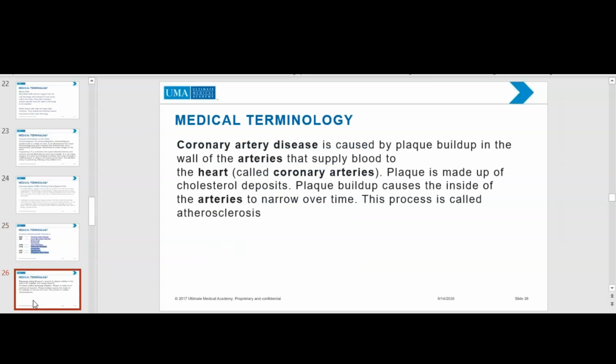Coronary artery disease is caused by plaque buildup in the wall of the arteries that supply blood to the heart, called coronary arteries. Plaque is made up of cholesterol deposits. Plaque buildup causes the inside of the arteries to narrow over time. This process is called atherosclerosis.